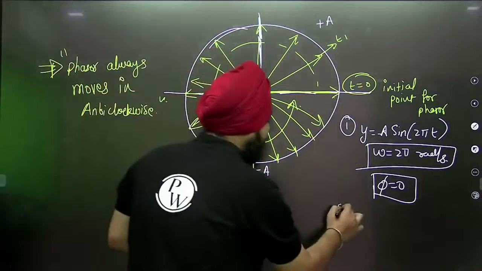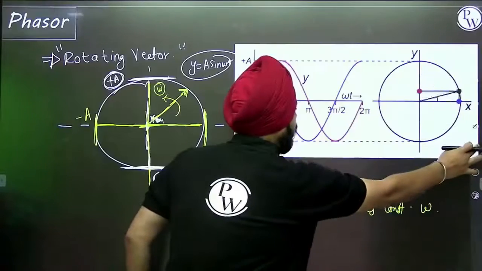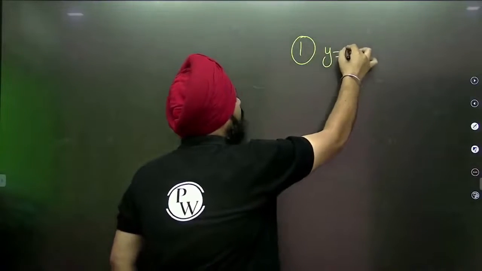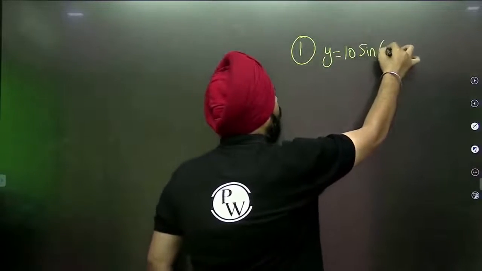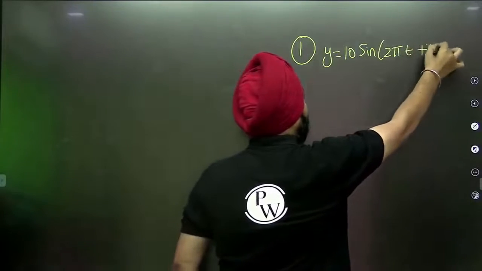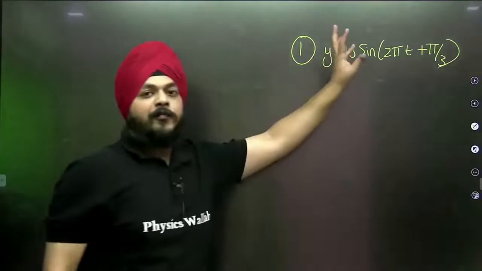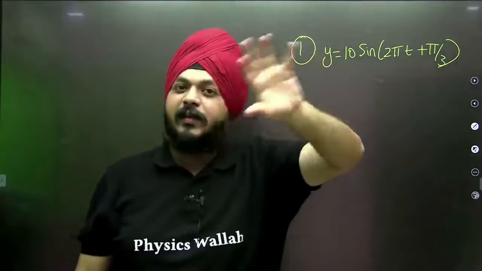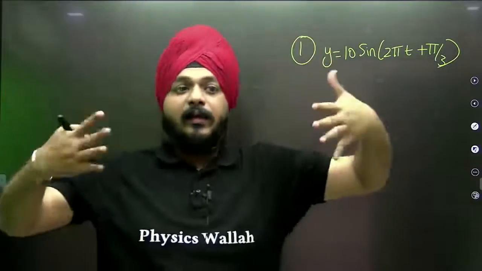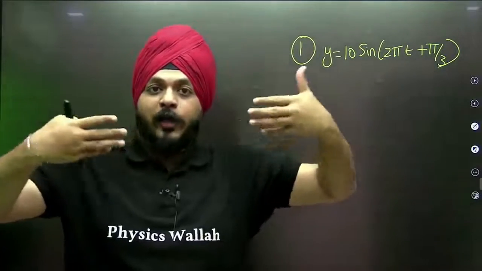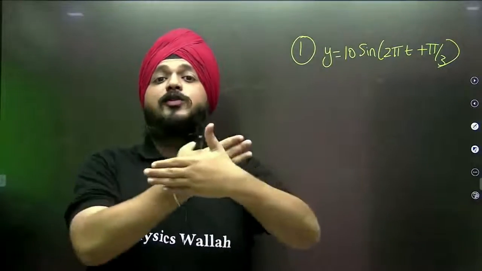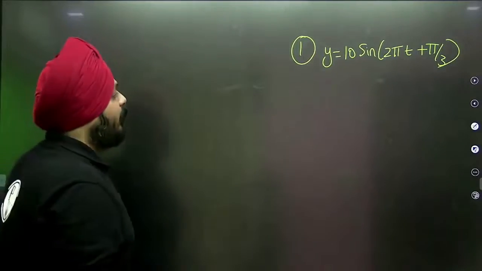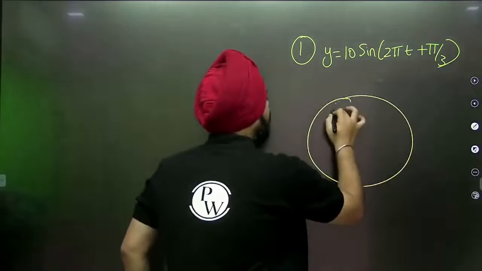Okay, so suppose, let us take an example. Suppose in the question it is written that a particle is performing SHM, y is equal to 10 sine of 2 pi of t plus pi by 3. If this is the equation of a particle performing SHM, draw the phasor diagram. Basically 3 to 4 kinds of questions are there, and the phasor method is also useful in cases where superposition of SHM is studied.